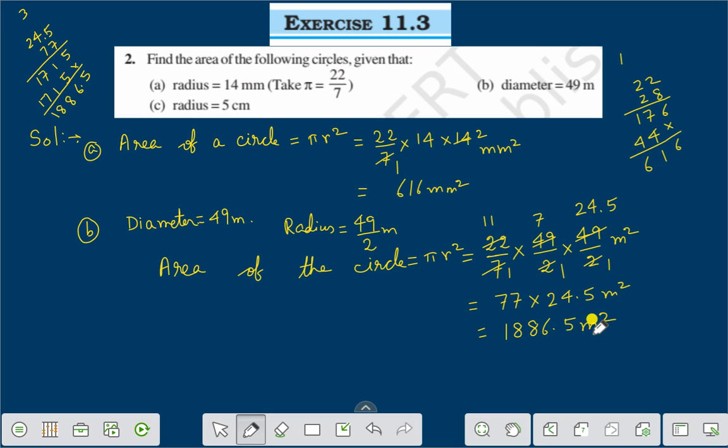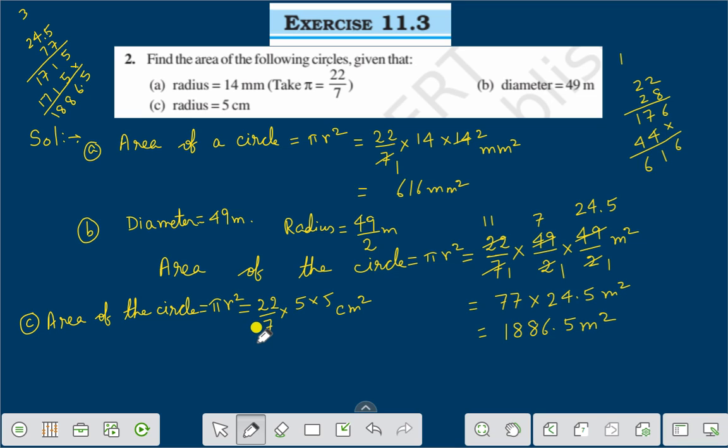Now, question number C: area of the circle, radius is given as 5 cm. Area of the circle is equal to pi r square. Pi means 22 by 7, and r is 5 cm, that means 5 into 5. Since the unit is centimeter, the area will be centimeter square, right?